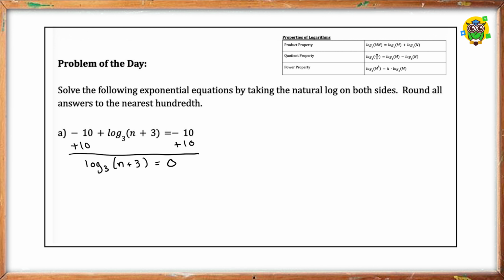So let's rewrite. 3 to the power of 0 is equal to n plus 3. 3 to the power of 0 is equal to 1, which is equal to n plus 3. We're going to subtract 3 on both sides, and we determine that n is equal to -2.